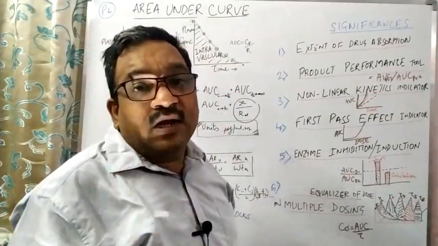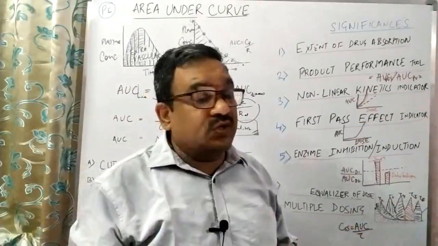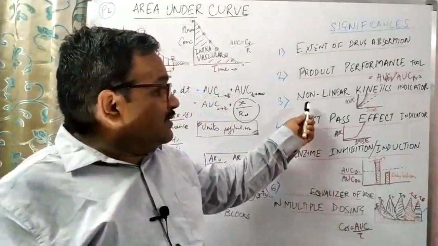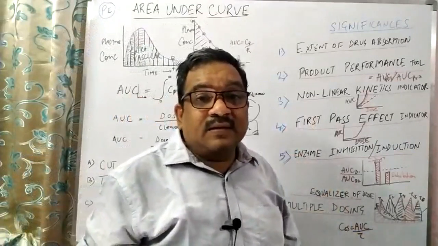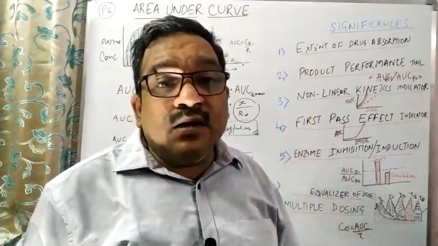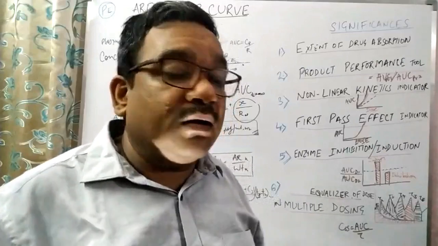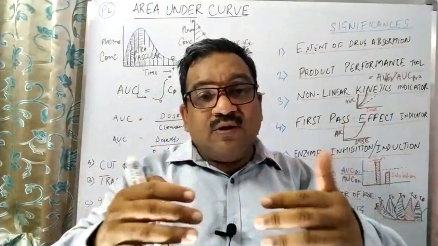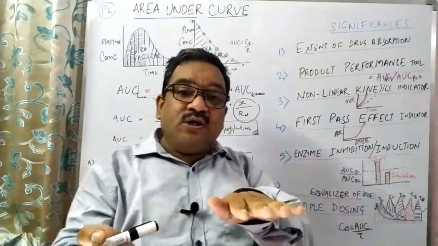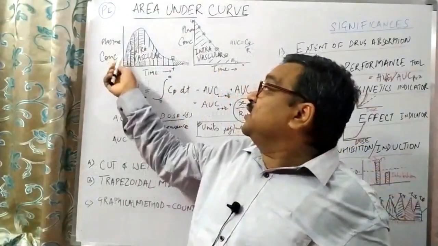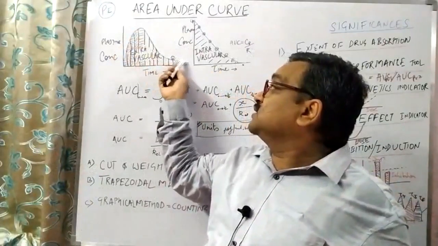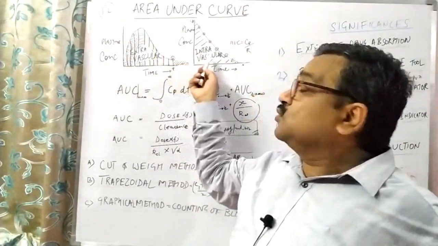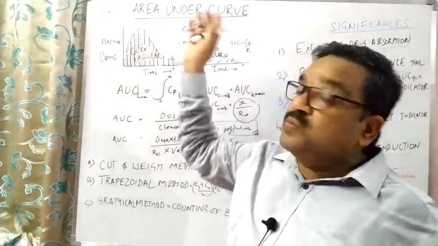The third important significant aspect of AUC is that it will tell us whether the drug is behaving linearly or showing nonlinear kinetics. If we are increasing the dose from 100 to 200 mg, the corresponding AUC should increase. Say for example, if the dose is 100 mg and we increase the dose to 200 mg, the area under the curve should increase.